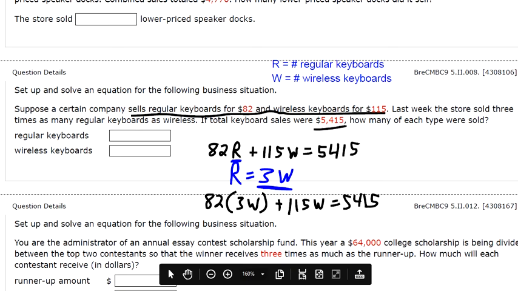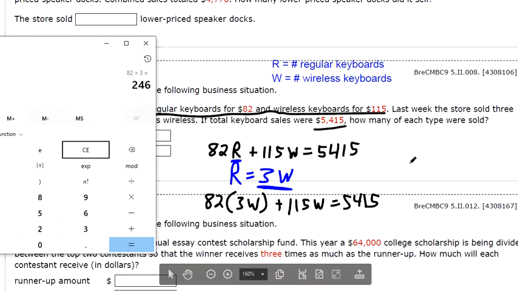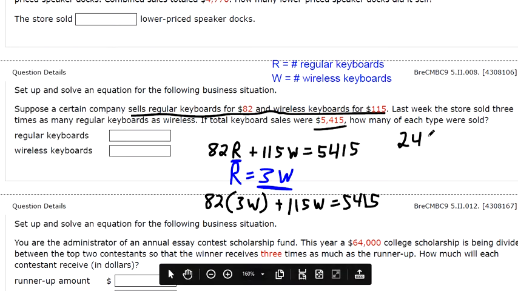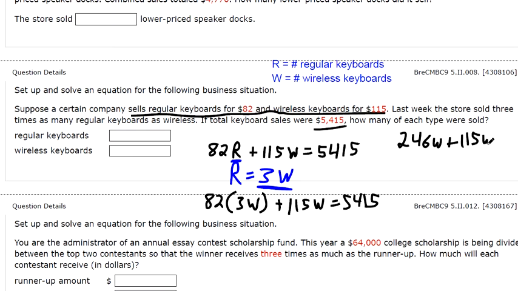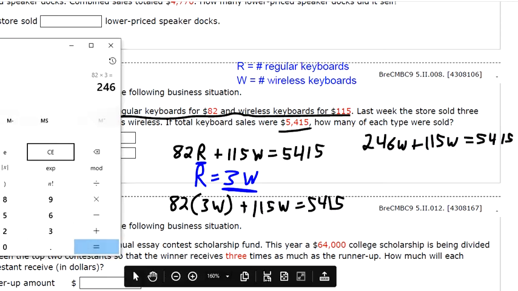Okay, now I can simplify. We got 82 times 3. That's 246W, and then there's 115W equals 5,415. So I just took this equation. It's the same thing, except instead of R, we got 3W. So we can add these together. So it makes 361W.